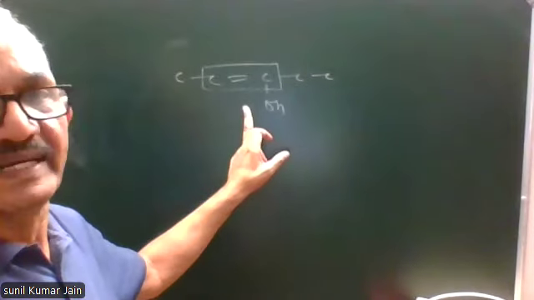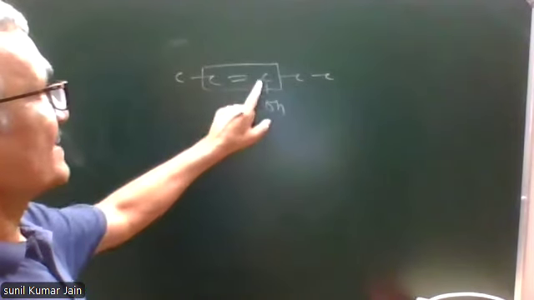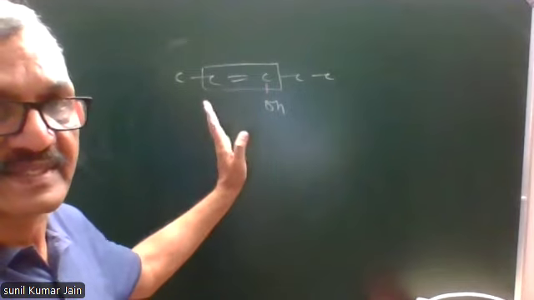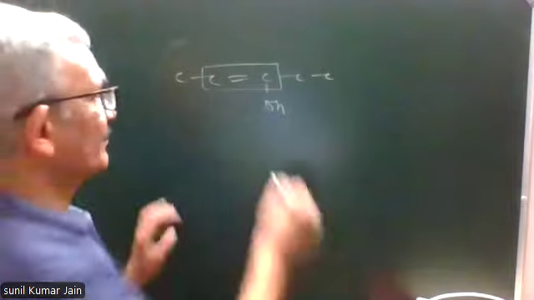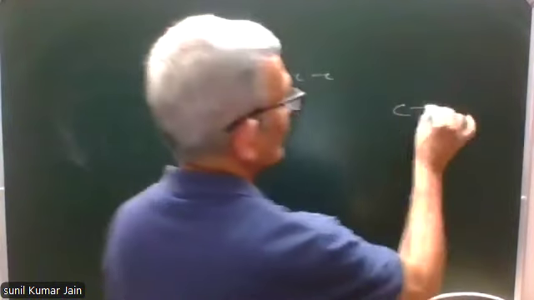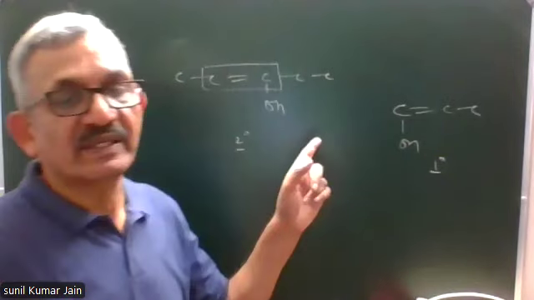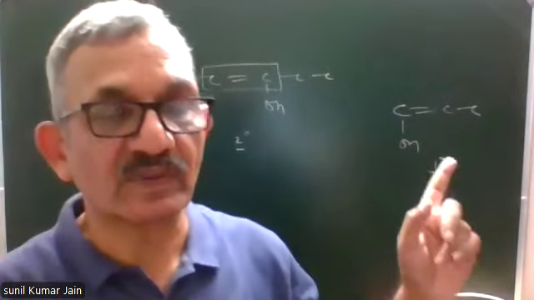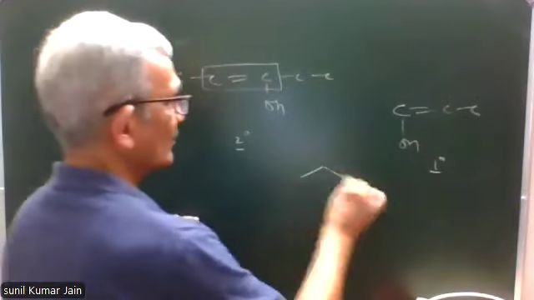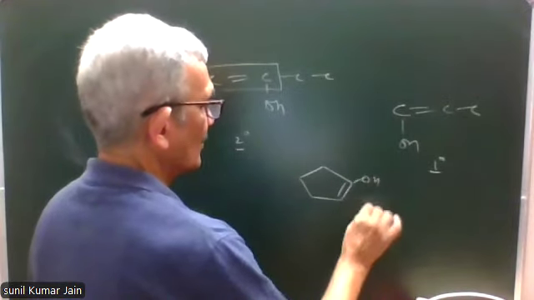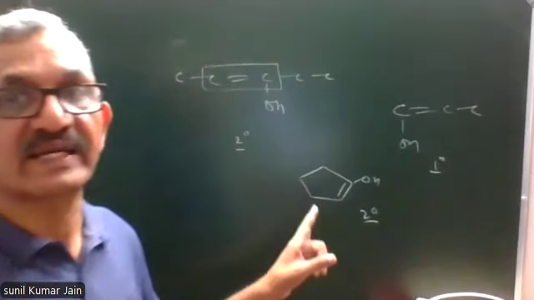Yes, these are two vinylic carbon atoms. This is secondary, this is secondary. You can attach to any one of them, this or this, secondary. This is primary vinylic alcohol. This is secondary vinylic alcohol.